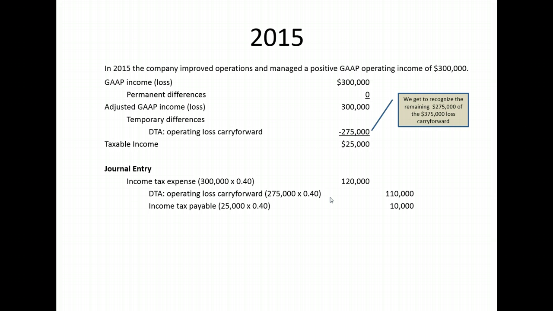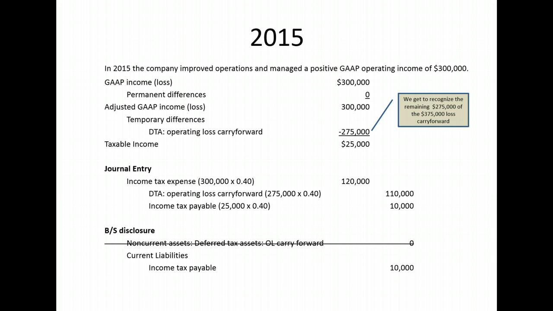Remember, we created it with a $150,000 balance in 2013, used up $40,000 of that in 2014, and now we use up the remaining portion in 2015. And so we have no deferred tax asset remaining anymore. Technically, I suppose we could list that as zero, but most firms will just simply not include it on the balance sheet at all if it is a balance of zero. Our current liability now, unlike in previous years, we do have a current liability because we do have income tax payable. We do owe this year $10,000.